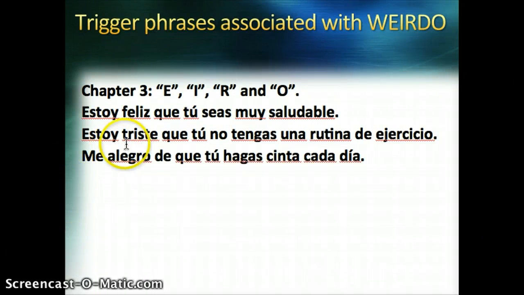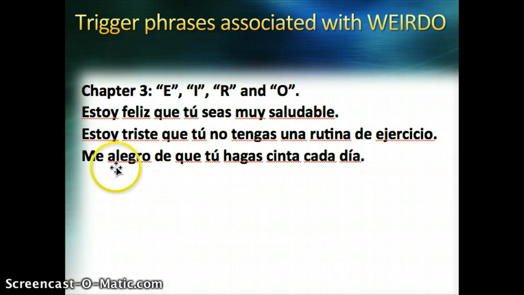Estar feliz, estar triste, me alegro de que. These are examples of emotion phrases, okay? I am happy that you are very healthy. Estoy feliz que tú seas muy saludable. Seas comes from the verb ser in the subjunctive, okay? Estoy triste que, again, this is all before the K. I am sad that, I'm indicating my sadness. Then, change of subject after the K. Tú no tengas una rutina de ejercicio. I'm sad that you do not have an exercise routine.